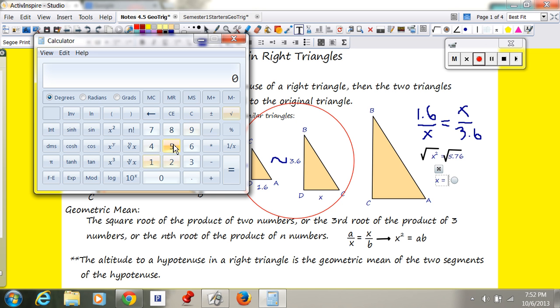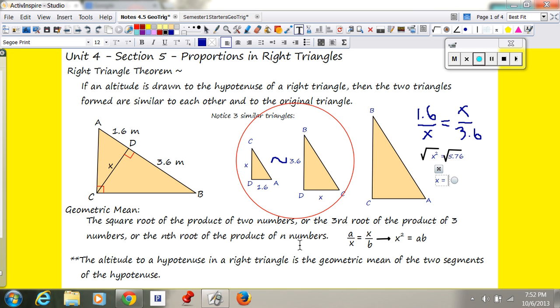Oh, there it is. 0.76, and we want the square root, so 2.4. So it comes out to be exactly 2.4. It is 2.4, and it would be meters. So that would be your x right here, the 2.4.